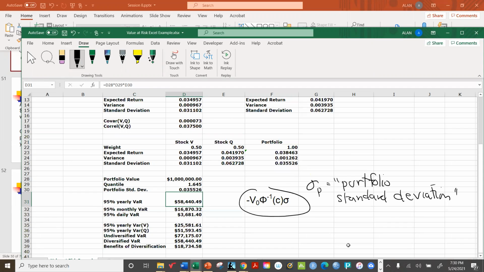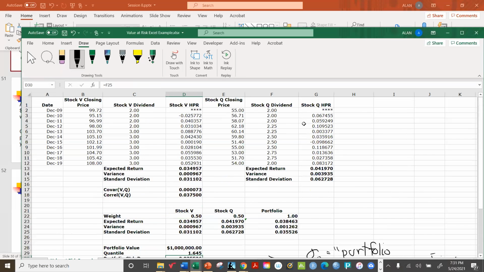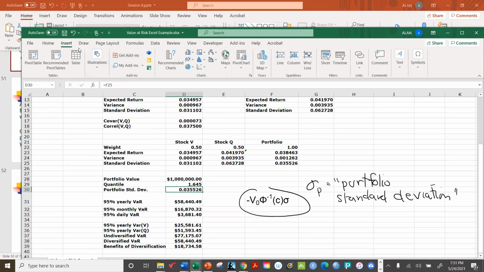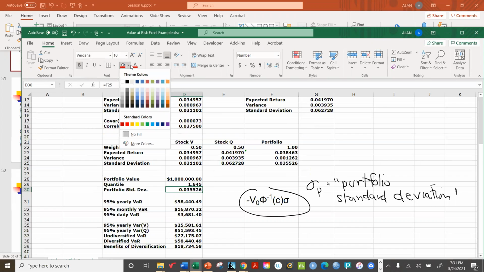Okay, so the challenge when there's two or more assets is right here. The standard deviation is much harder to calculate than it was previously. And I have to go through all these steps, as you can see, to come up with this number. But once it's done, it's exactly the same as what we did before.